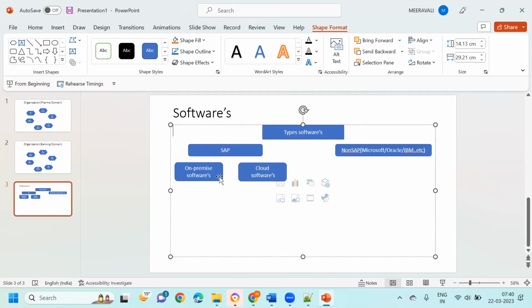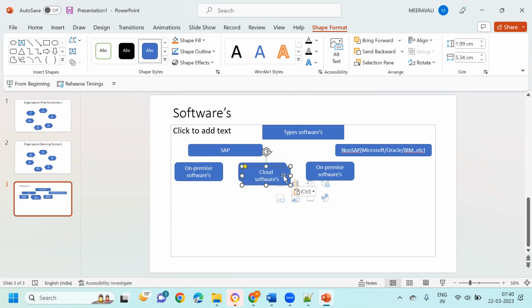In a similar way, if you go to non-SAP, each and every product contains on-premise as well as cloud applications. Both we can see here. If you take Microsoft, we have on-premise as well as cloud applications. Why am I giving this?